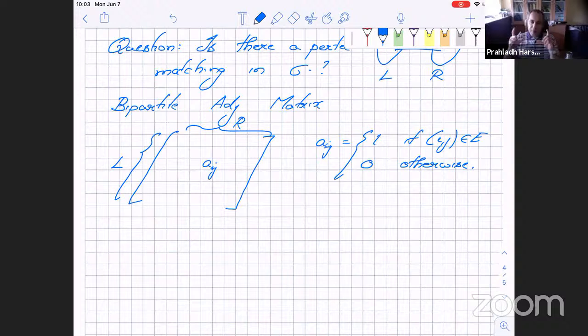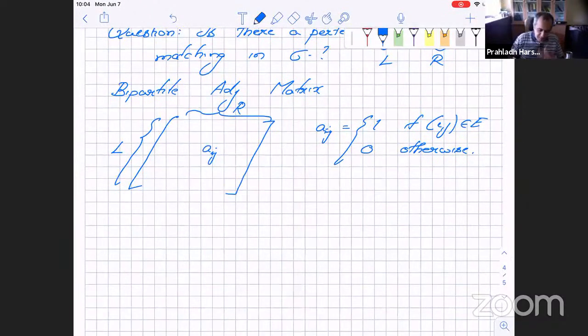The adjacency matrix corresponding to a perfect matching will be a permutation matrix. It will be a 0-1 matrix in which every column has exactly one 1 and every row has exactly one 1. That's when it's a perfect matching, because everything in L should have a right thing. So all we are asking is: is there a permutation matrix sitting inside, supported in this bipartite adjacency matrix? That's the question we are asking.